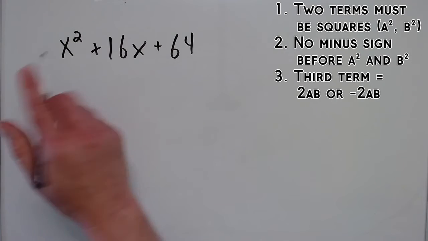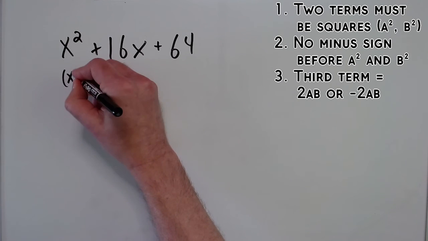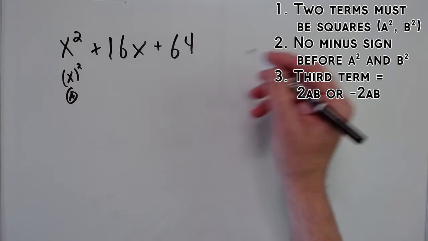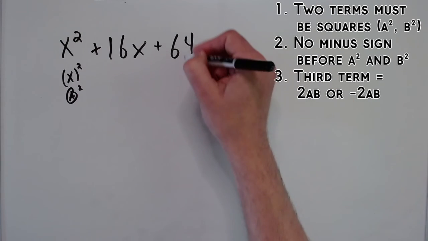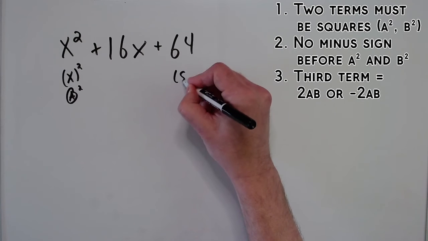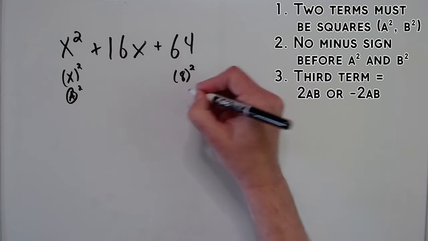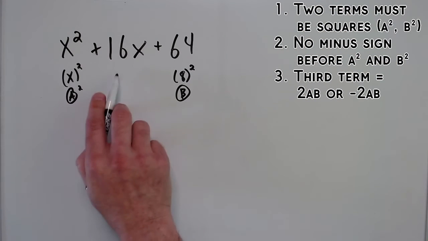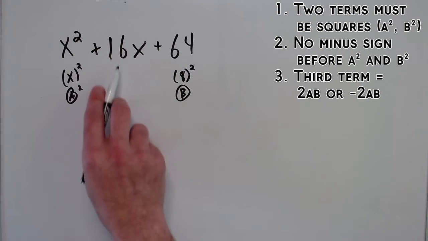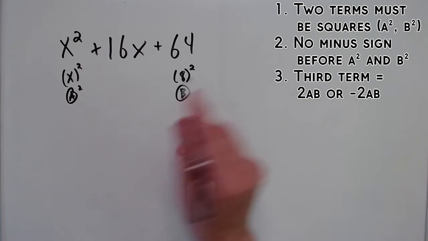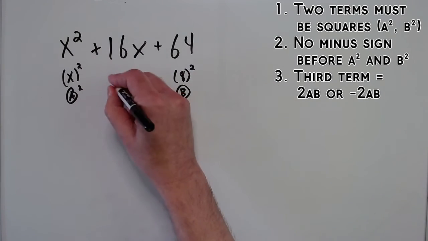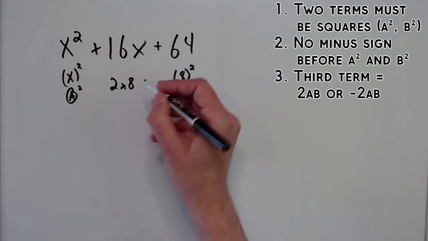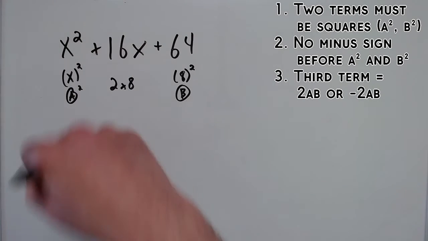Well, we've got something squared here. This is x squared. We're going to call this a squared, right? And this is 8 squared. We're calling this b in the template formula. And is this 2 times a times b? 2 times a times b. So 2 times a times b is 2 times x times 8, which is 16x. That's 16. Okay, so this is a trinomial square.